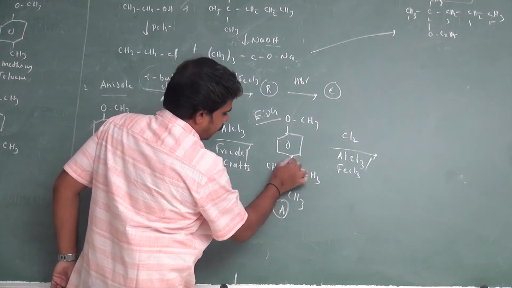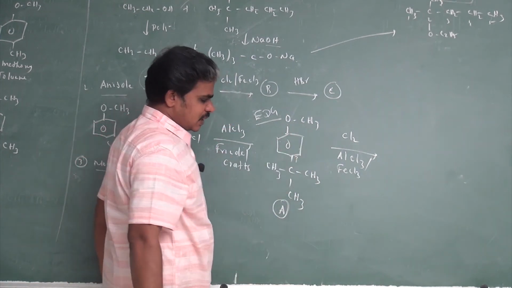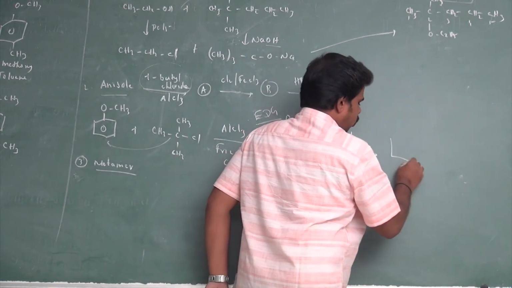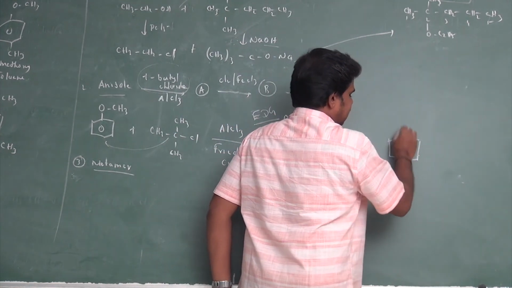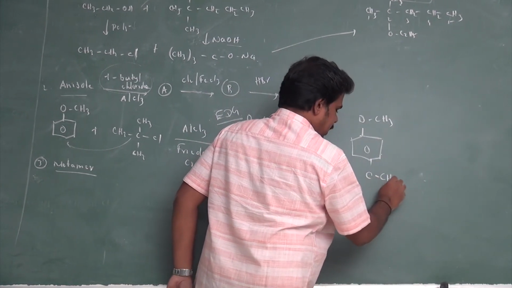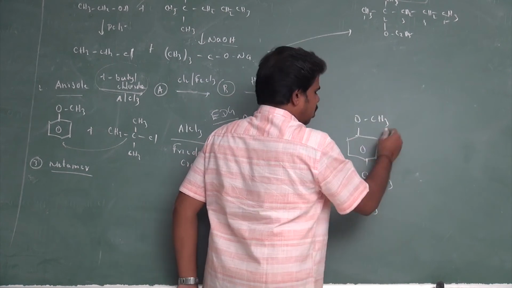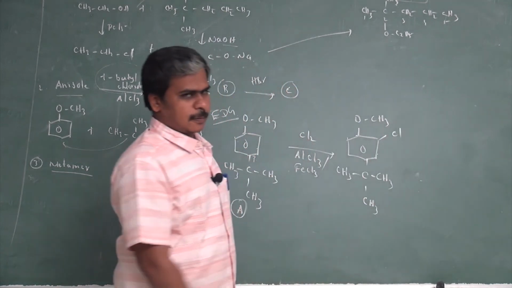So here the para position is already attached, only the ortho is remaining, so the compound B is C6H5 OCH3, and here C(CH3)3. So Cl will be attached here.